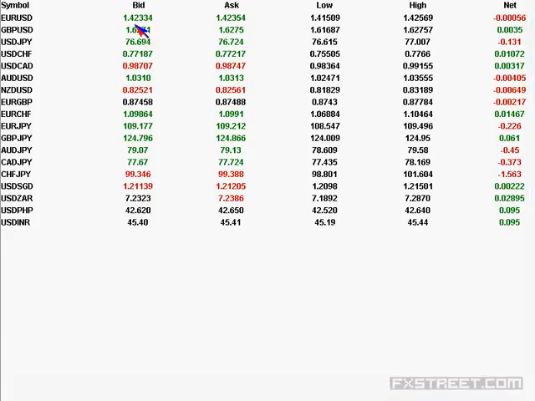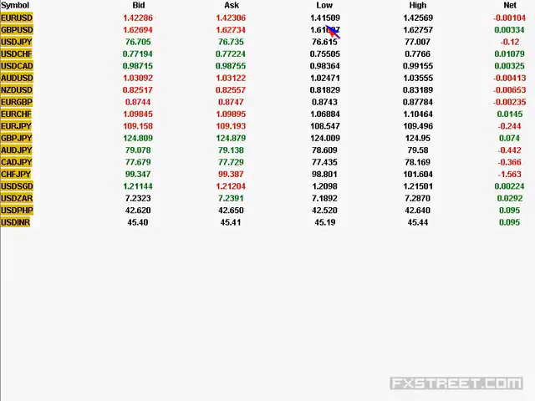Euro is currently trading around 1.4233, 1.4235, 1.4150 is the low, 1.4256 is the high. 10 pips negative net change is seen. In the case of GBP, 33 pips positive net change is seen. So it is trading around 1.6268, 1.6272, 1.6168 is the low, 1.6275 is the high, and Euro is showing negative net change and GBP is showing positive net change. We can understand that it is a contrarian move.